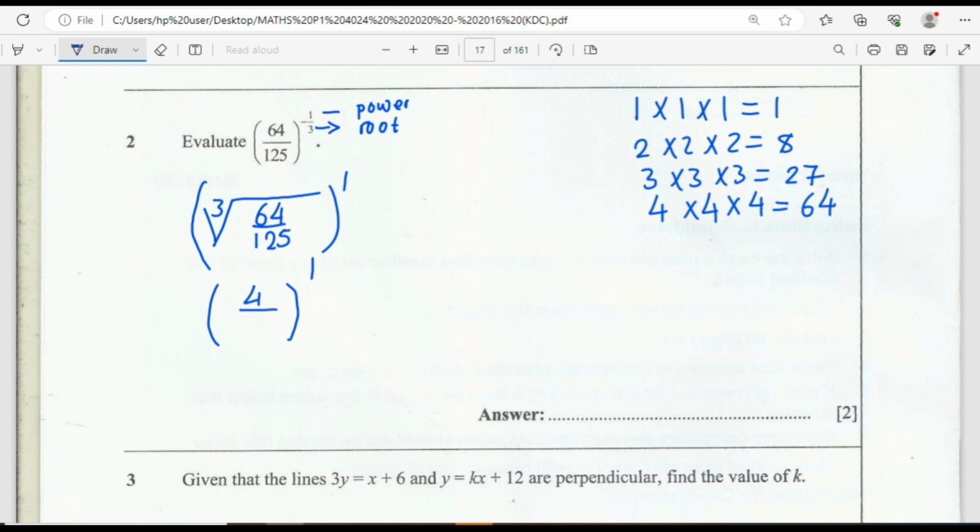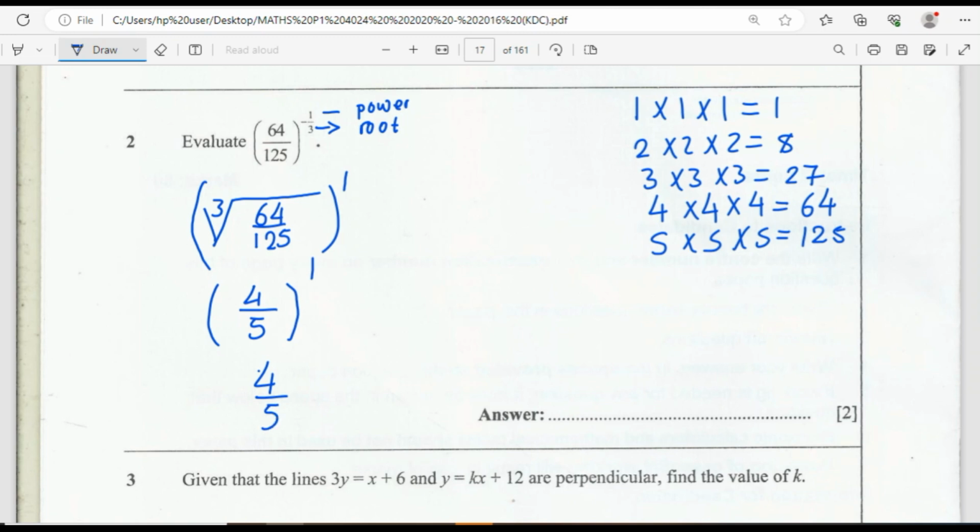So let's proceed. Let's try 5. So 5 times 5 is 25 times 5 is equal to 125. So the cube root of 125 is just 5 raised to the power 1. Now, we know that anything raised to the power 1 is equal to that thing. So 4 over 5 raised to the power 1 is equal to 4 over 5.